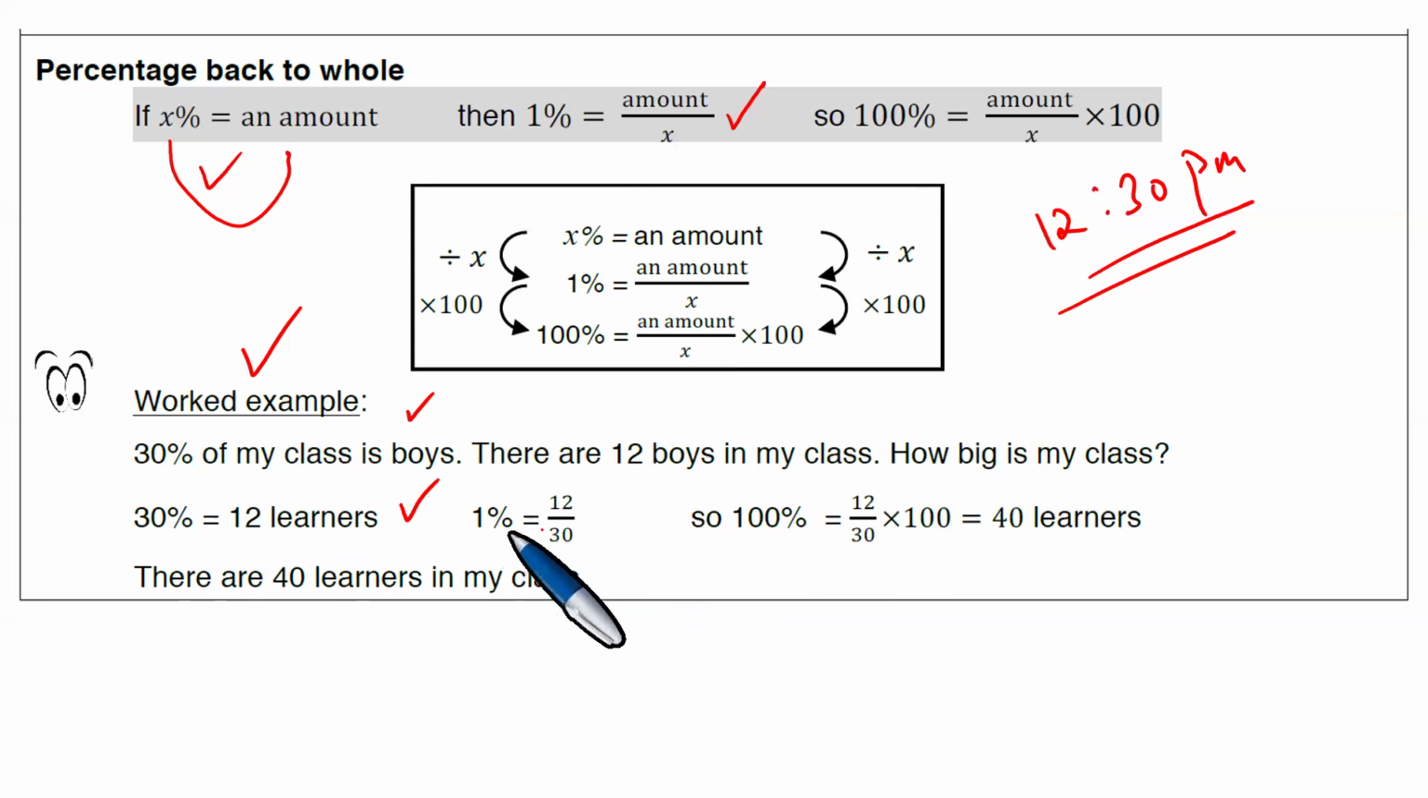But now you want 1%. So you divide by 30. So 1% is 12 out of 30. Multiply both sides by 100, meaning 100% equals 12 out of 30 times 100, which is 40 learners. So there are 40 learners in the class. Beautiful method. We move on.